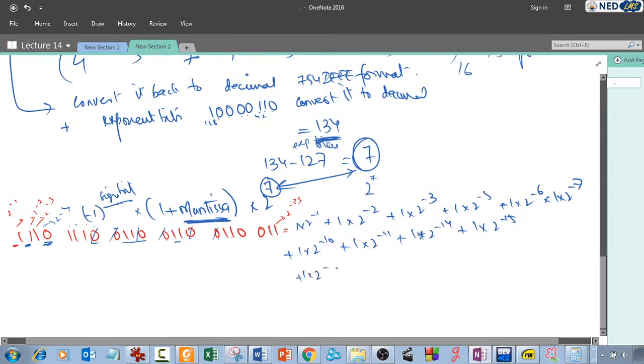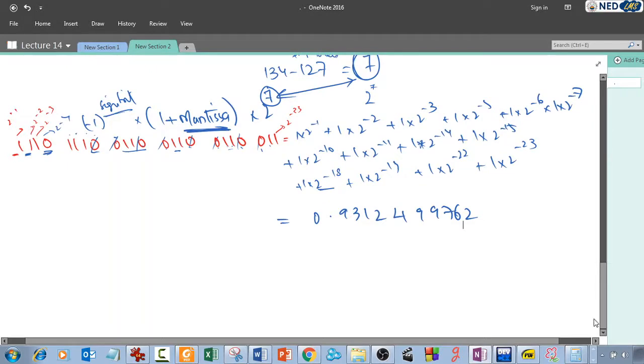Plus 1 into 2 to the power minus 18 plus 1 into 2 to the power minus 19, and 20, 21, that's just cancelled out. 22, 23 is included, so plus 1 into 2 to the power minus 22 plus 1 into 2 to the power minus 23. Actually, it's a really long computation. Computers might have some kind of a lookup table to solve for these values of 2 to the power minus 18 and minus 19. After solving using the calculator, I got 0.9312499762.